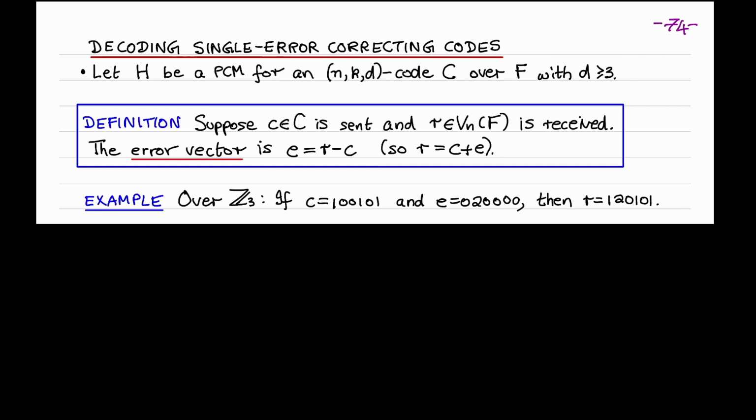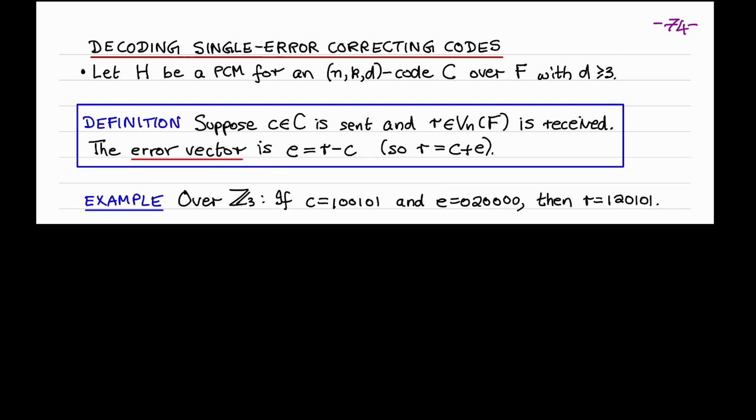Here's a definition we'll use throughout the course. Suppose that a code word C is transmitted and the vector R is received. Note that the received word has length n, which is the same as the length of the code word. Then the error vector is defined to be E, which is R minus C, or equivalently, R equals C plus E.